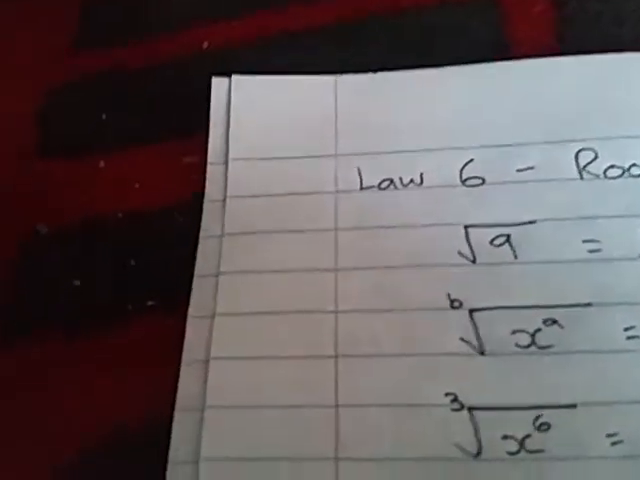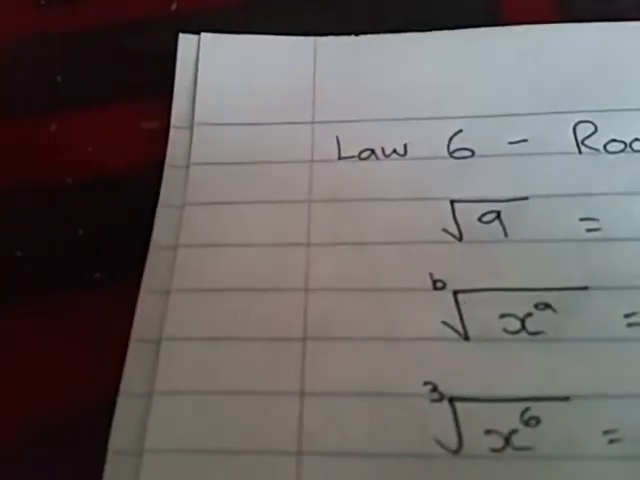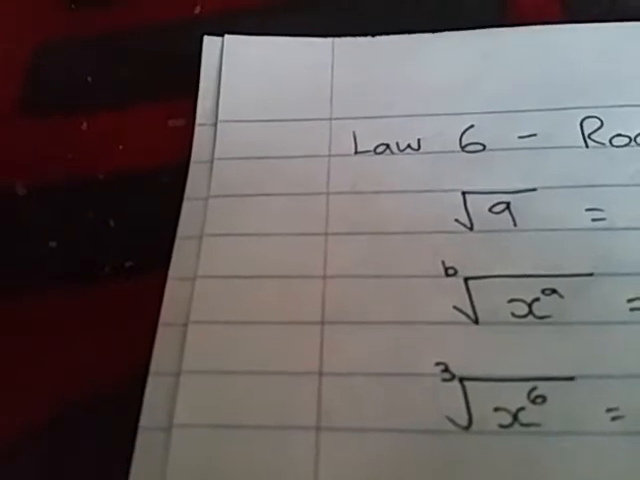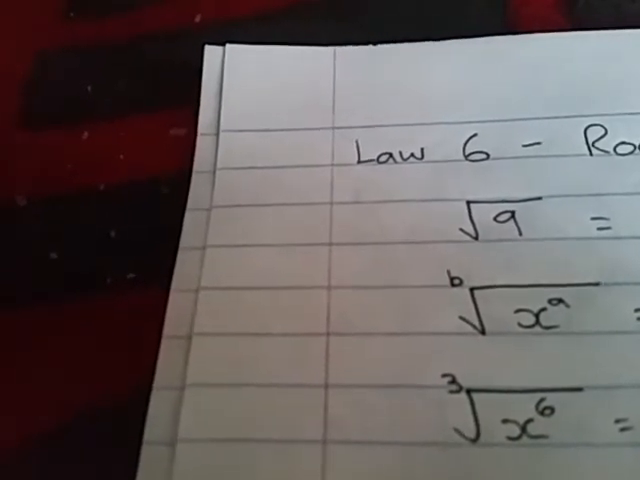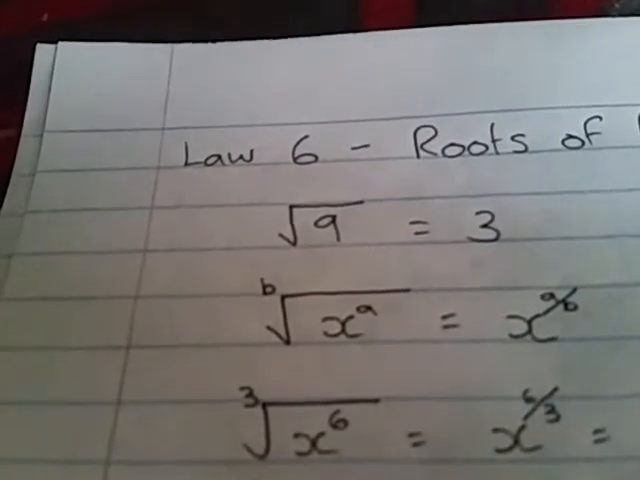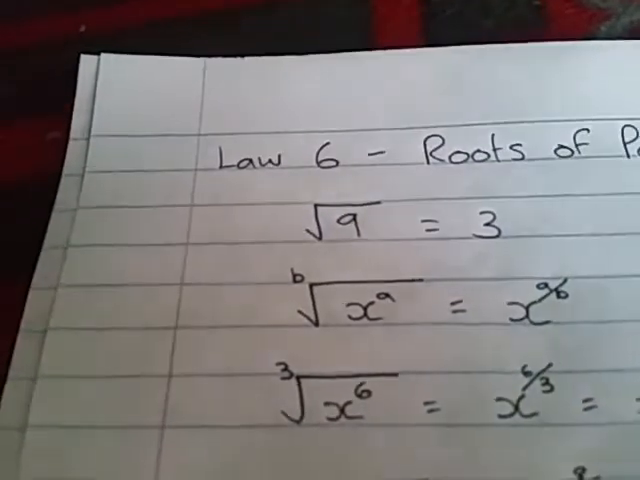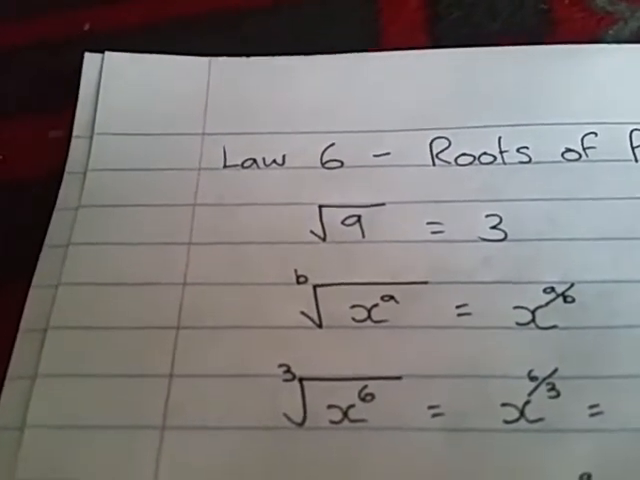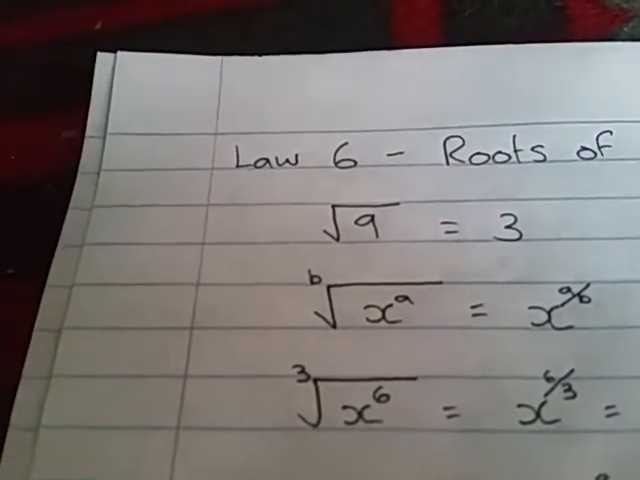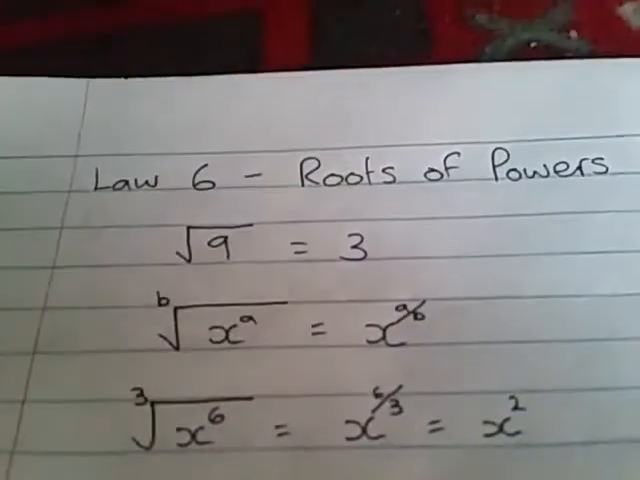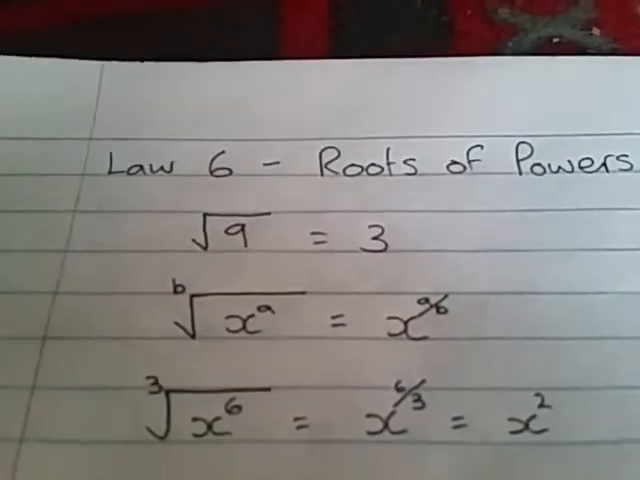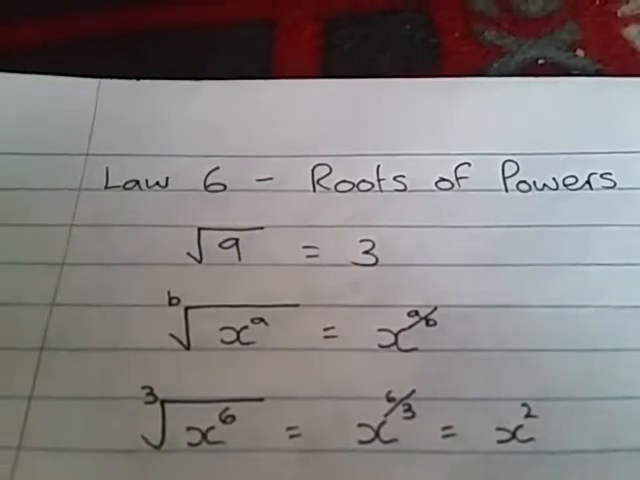Another example of how this actually works is, let's say you had to get the cube root, or the third root, of x to the 6. Then what happens is that you divide the power of that x, 6, by the root, which is 3. So you have x to the 6 over 3, which gives you x to the 2. That's pretty much how it works.